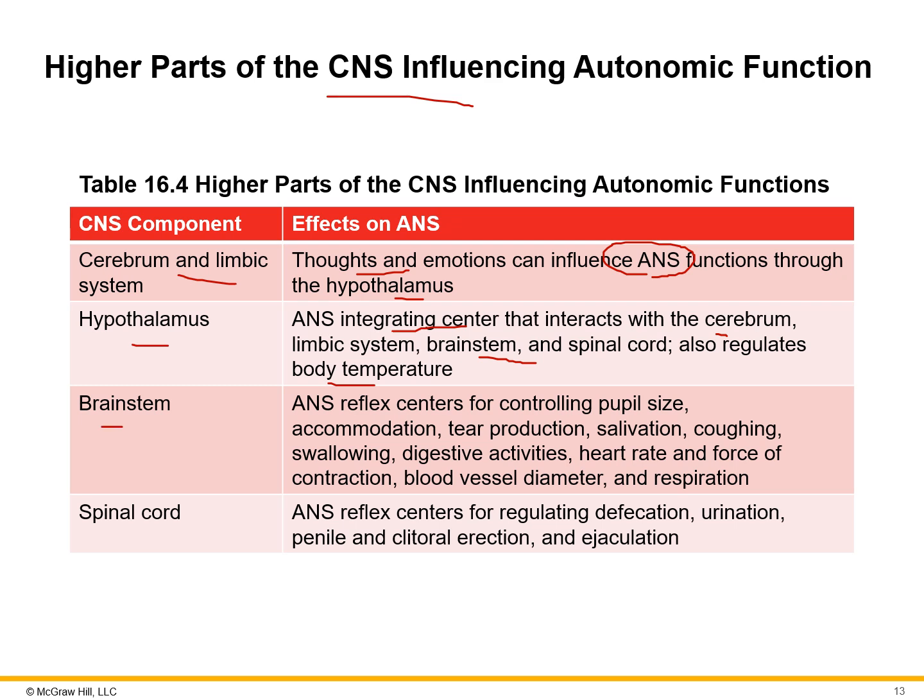And then the brainstem has some of the reflex centers, like for pupil size, tear production, salivation, and heart rate. So again, some of those reflexes don't go all the way to the higher CNS, they just go through the brainstem. Same with the spinal cord. This is the reflex center for regulating different effects, like defecation and urination. They're just going to the spinal cord, not to the brainstem.